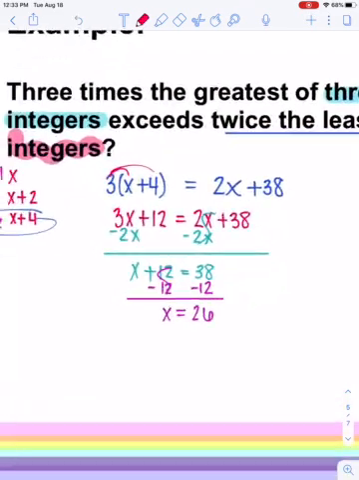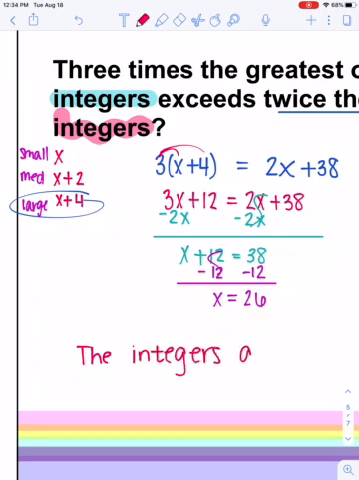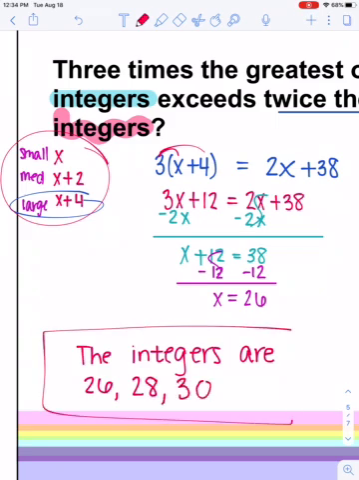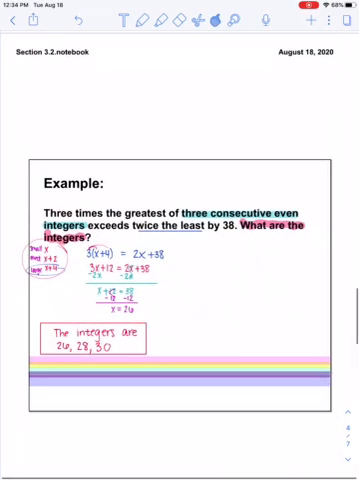So then you're just going to write me a little sentence, because it was a word problem. If I give you words, you give me words. So you say, the integers are. Now, if you look back at our little key up here, it tells us that our smallest one was x. So the integers are 26, and then they just get bigger from there. So plus 2 gives me 28, plus 2 more gives me 30. And then you're done.